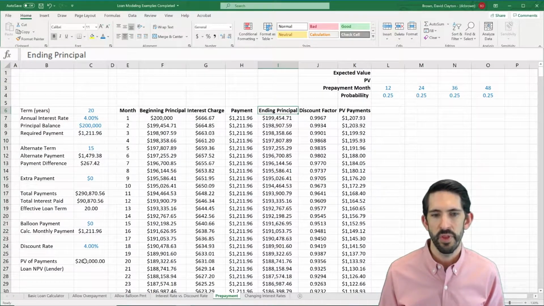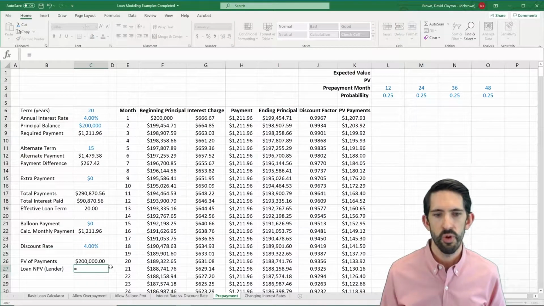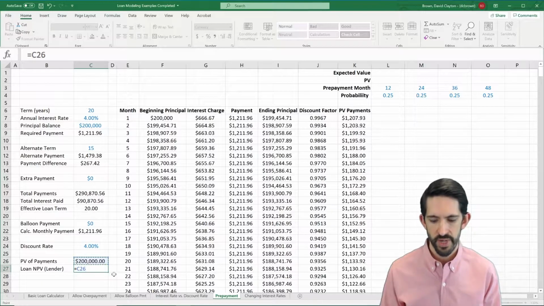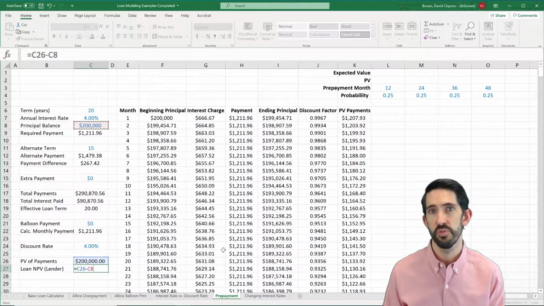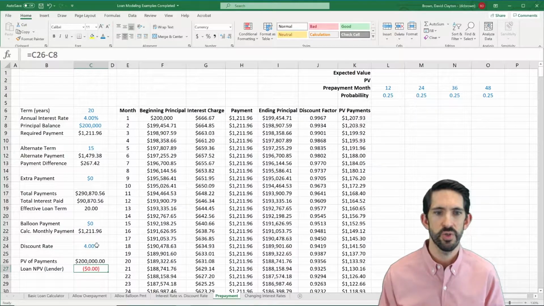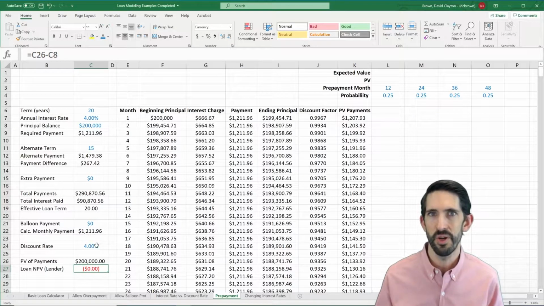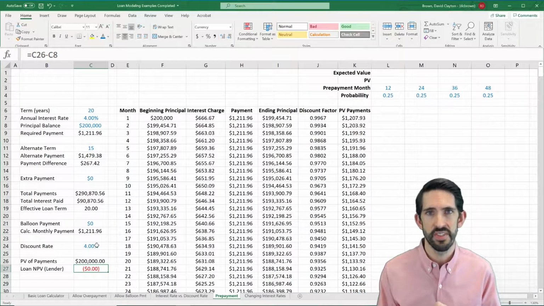So from the lender's perspective, we just have to recalculate our NPV here, right? What are they going to get? The present value of payments. What are they going to pay out? That $200,000 of the initial principal balance. All right, so here we still have our discount rate equal to our interest rate, and so the NPV is 0, right? Interest rate equals discount rate. We're going to always have an NPV of 0.